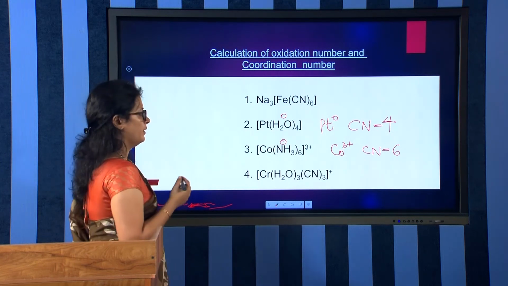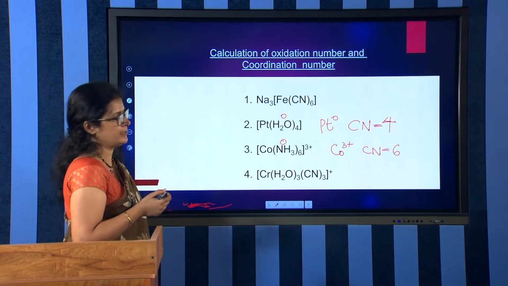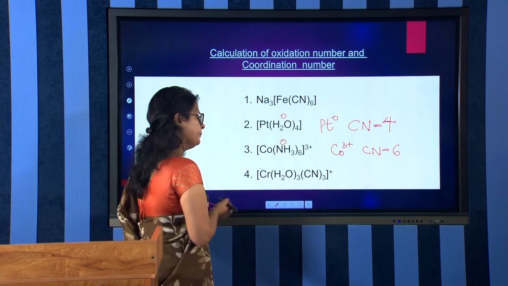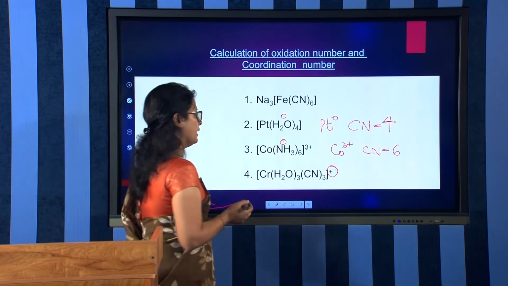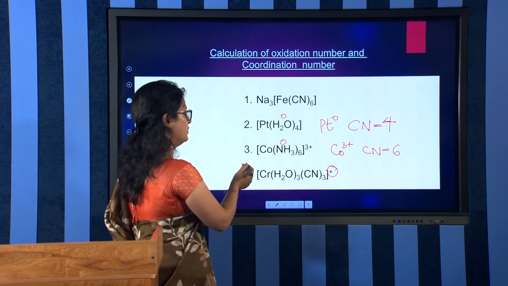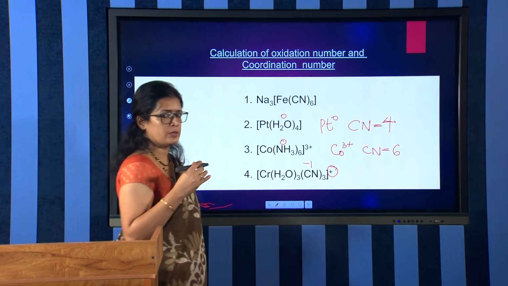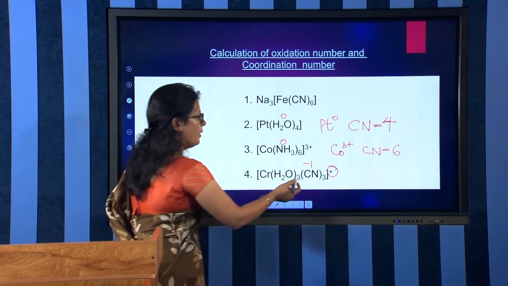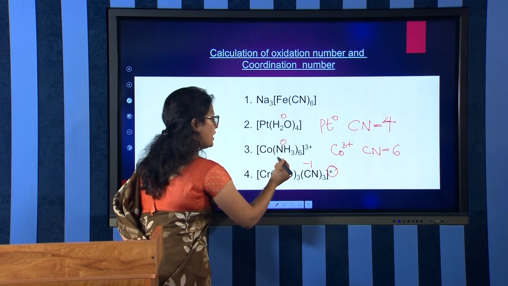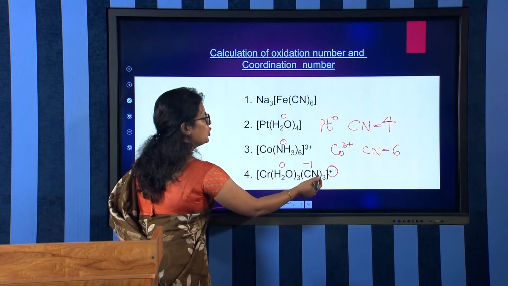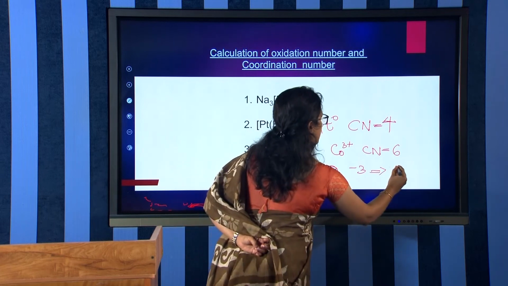And now finally, the final example is [Cr(H2O)3(CN)3]+. The central metal atom is chromium, and the charge of +1 is given outside the coordination sphere. Again, to calculate the oxidation number of the central metal atom, there are 3 cyano ligands, each cyano ligand carrying a charge of -1. So, -3 will be there because 3 cyano ligands are there. H2O has a charge of 0. So, -3 to become +1.